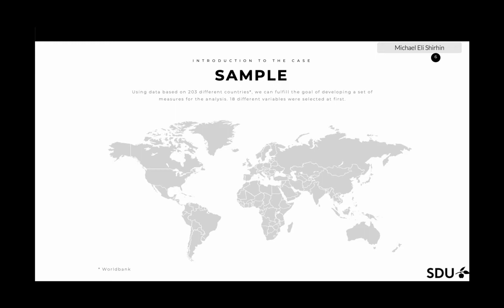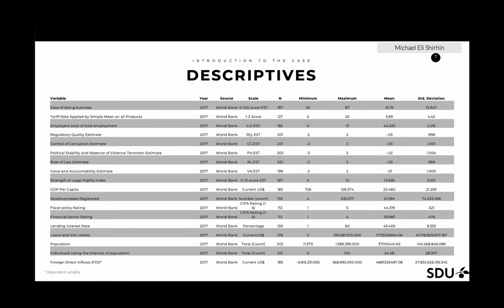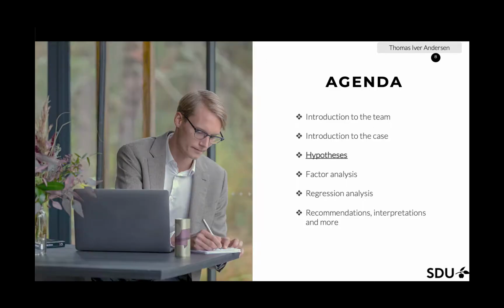And at first, data was based on 203 different countries, which was investigated with a factor and regression analysis. Next slide, please. And the data used is collected from the World Bank, which in the start contained 18 different variables and are seen here. Next slide. Yes, so we'll now jump on to our hypotheses.